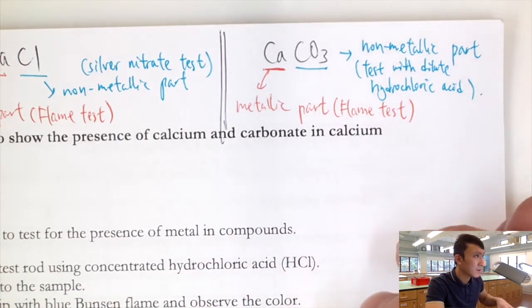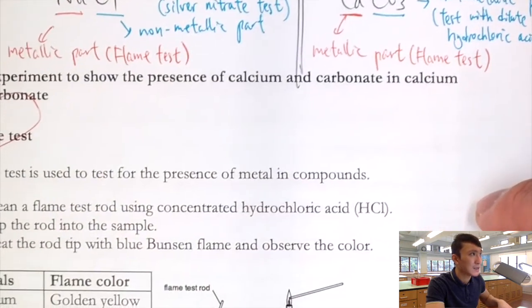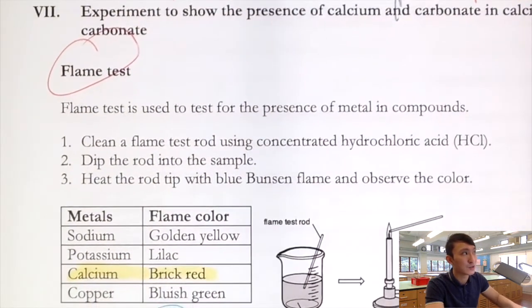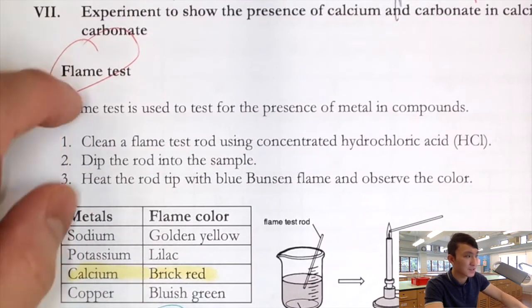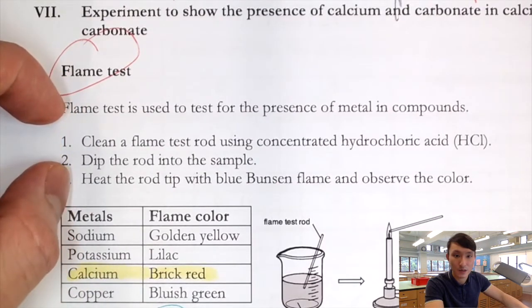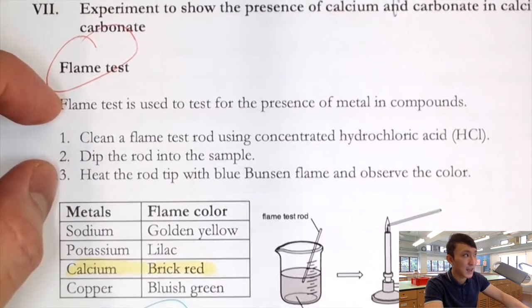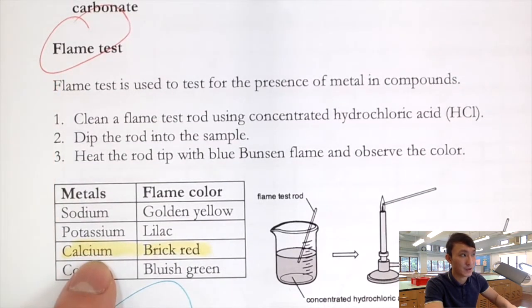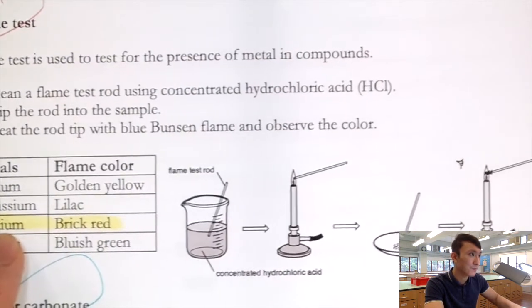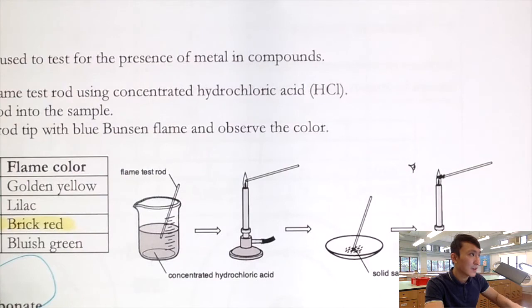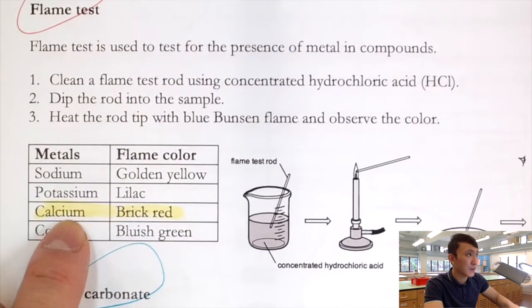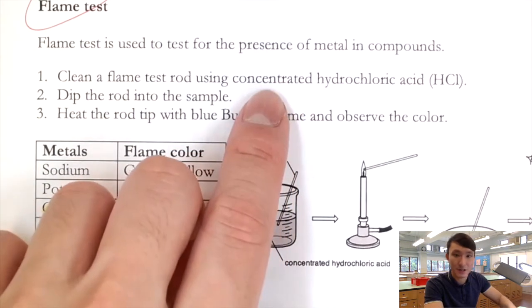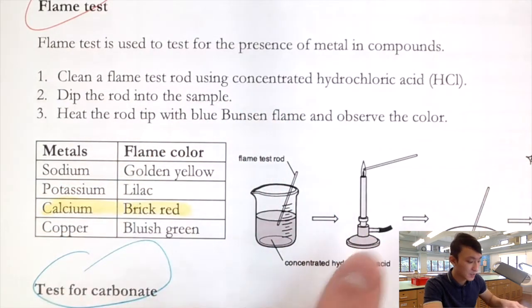Now down here, basically, some revision. We first do a flame test, and this is the outline of the flame test. Hopefully you take it as a revision, and we are looking for a brick red flame for calcium. Okay. And remember, for the flame test, the acid that we use is concentrated hydrochloric acid for cleaning the flame test rod.